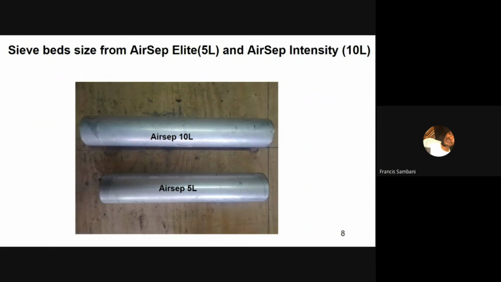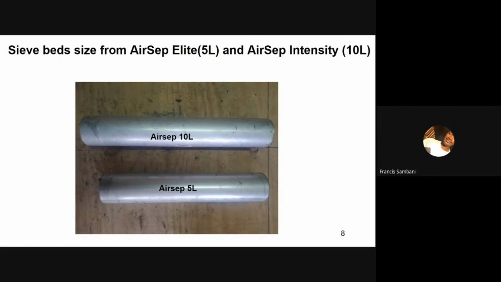So as the volume of the cylinder increases, it will take longer to get to 30 psi with the same output pressure from the same compressor than it will take with the smaller sieve bed.